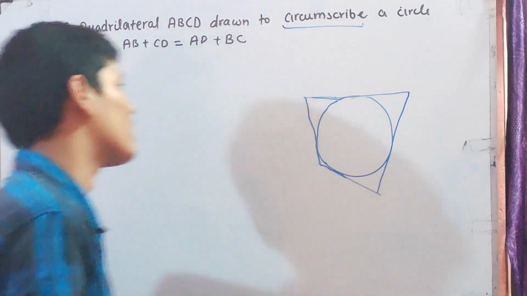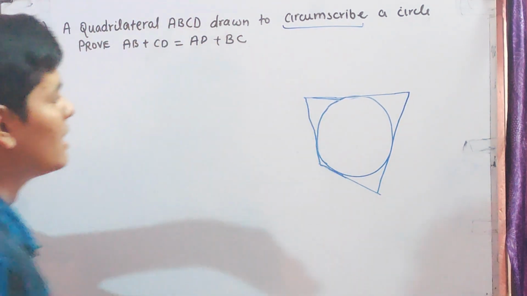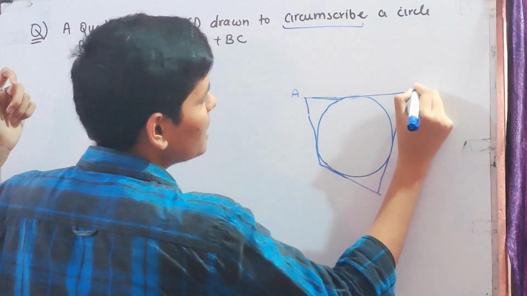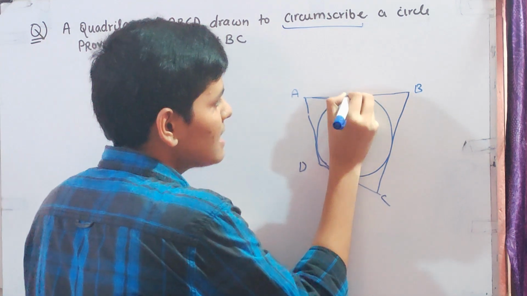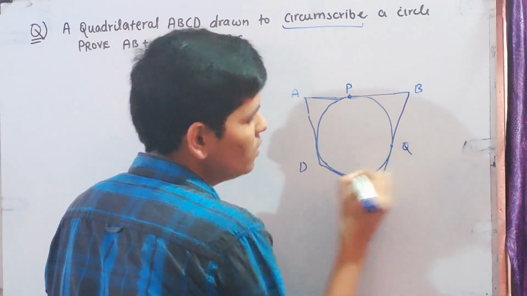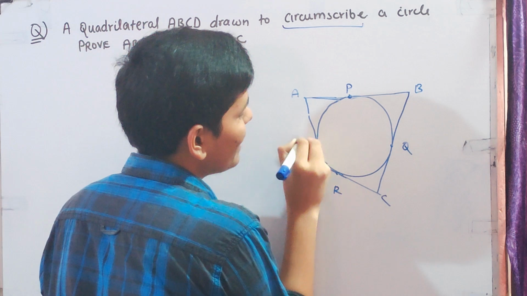If we are covering the maximum part, we notice there are some tangents. They are given that the quadrilateral is ABCD. Let us name it A, B, C and D. Let us name the points of contact as P, Q, R and S.